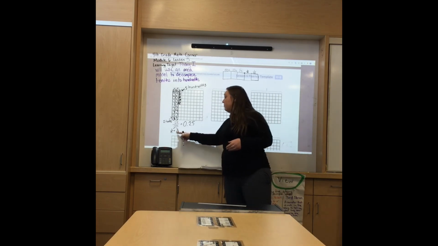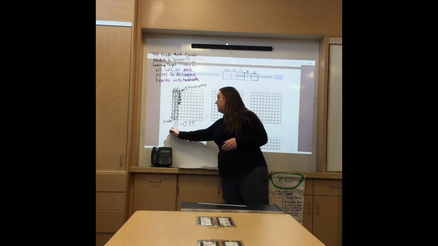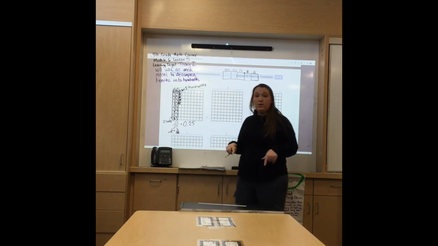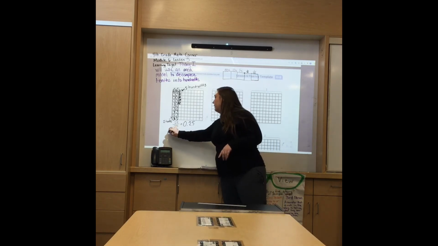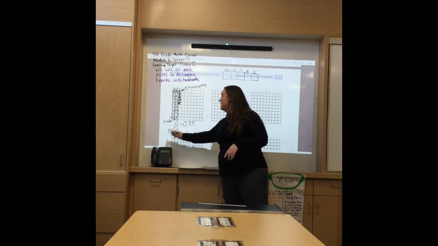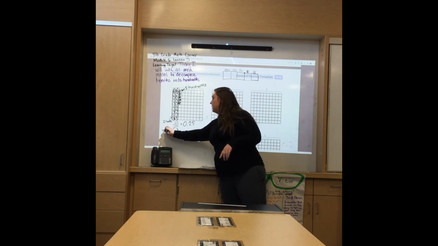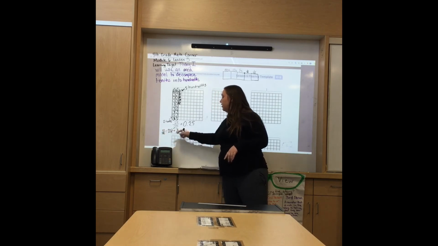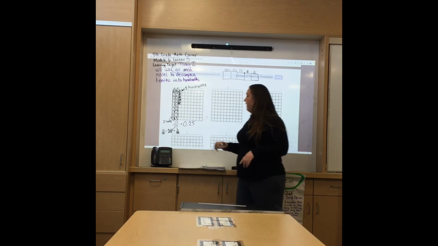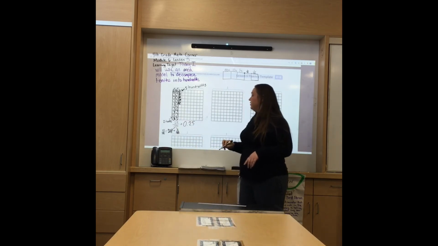To make one of them the same, I could just times this by 10. What I did to the bottom, I also did to the top, times 10. So these 2 tenths become 20 hundredths. And then I just add 20 hundredths plus 5 hundredths equals 25 hundredths.